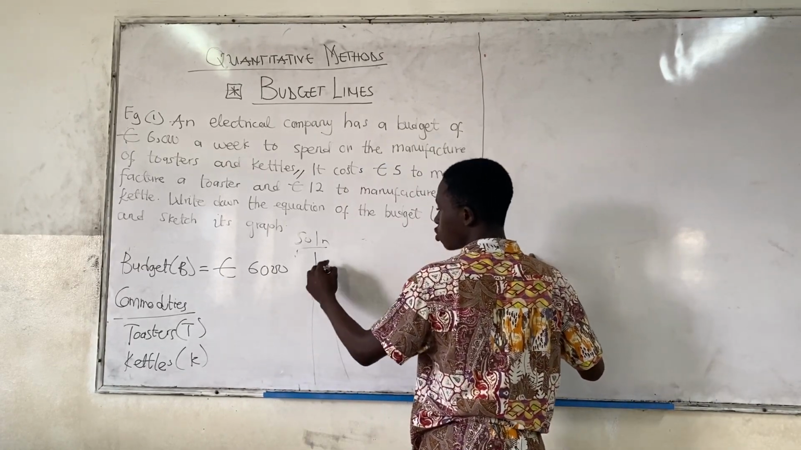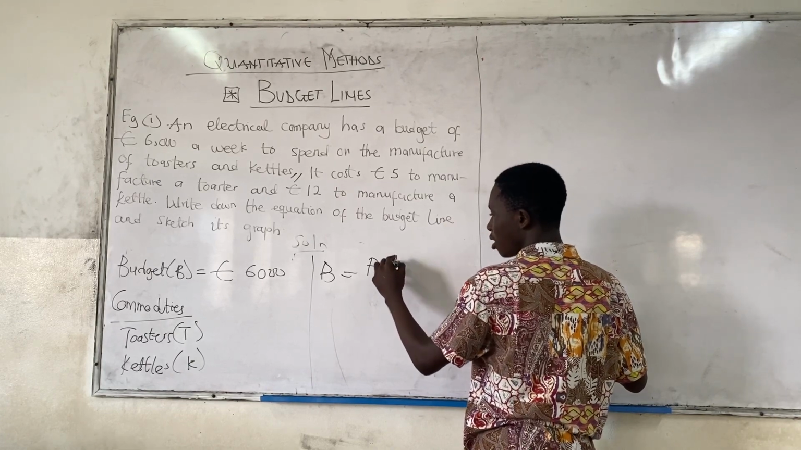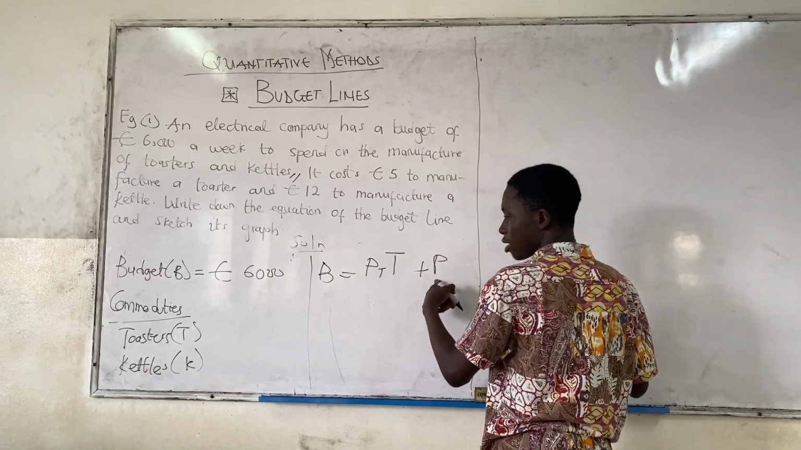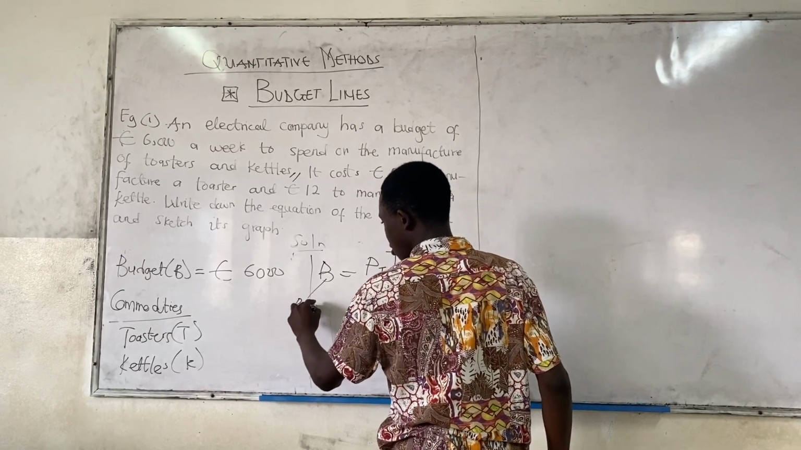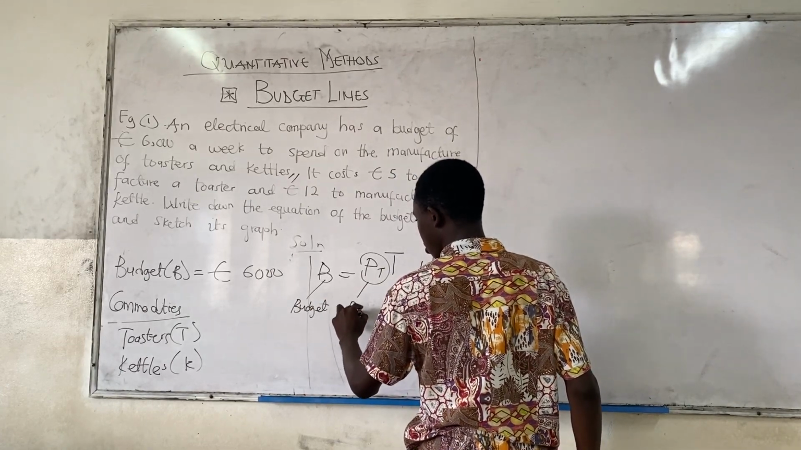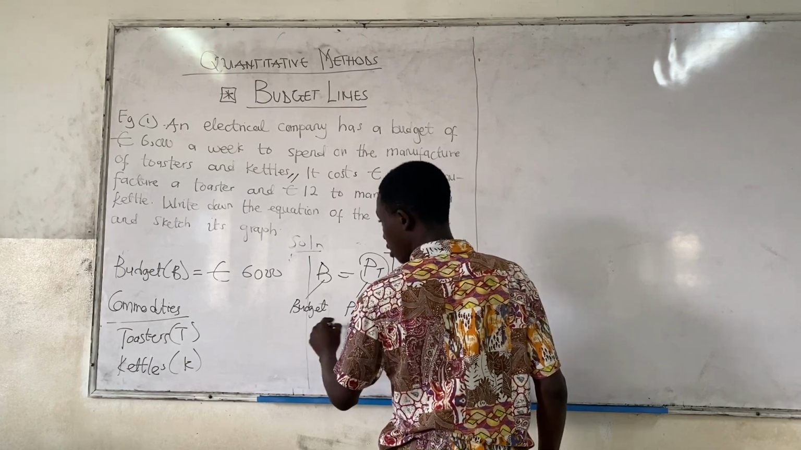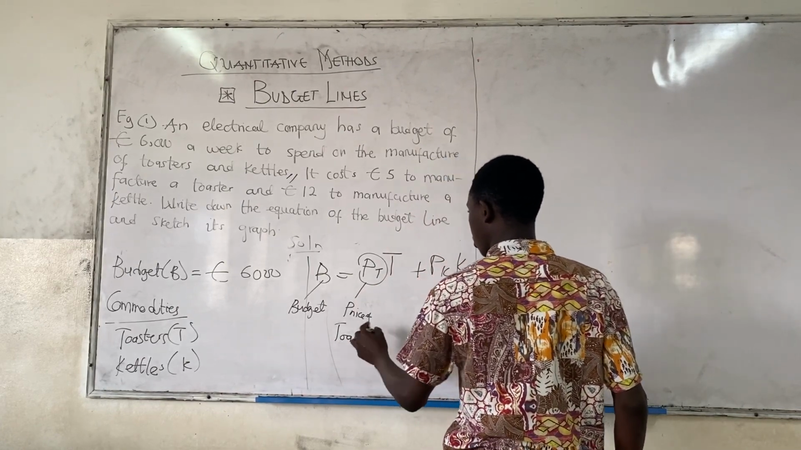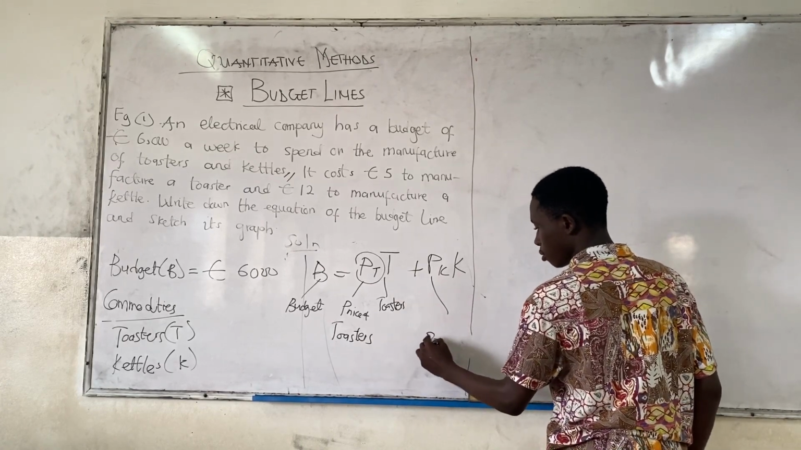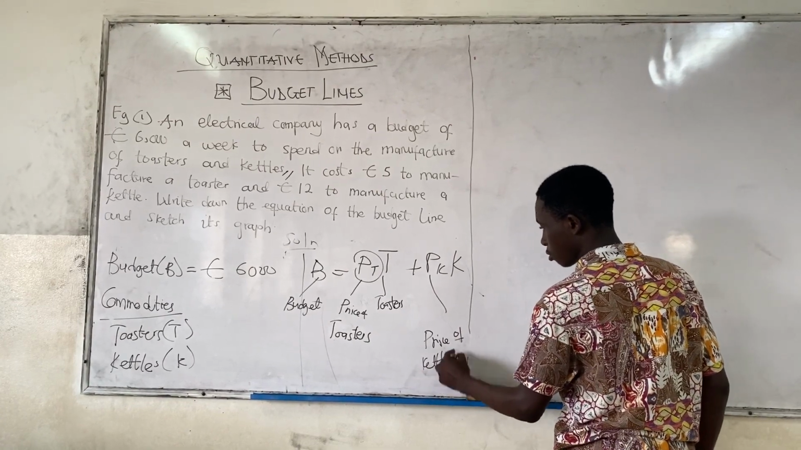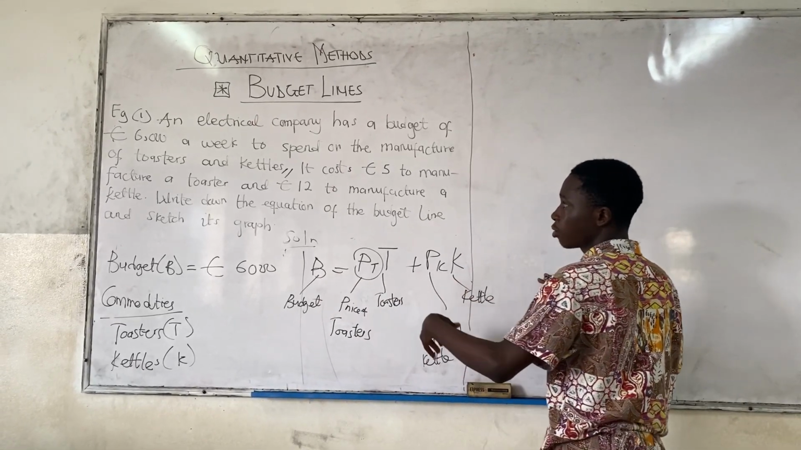So from this, you can get our budget line to be B is equal to price of toasters and the commodity itself, which is the T, plus the price of what? Kettle. The commodity itself, which is the K. So the B basically stands for the budget. This stands for the price of the toasters. The T is the toasters itself. This also becomes the price of the kettle. This becomes the kettle itself. There you go. So definitely, these are the budget line we got from the question being given.